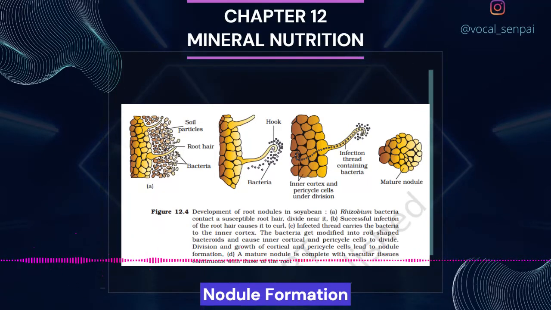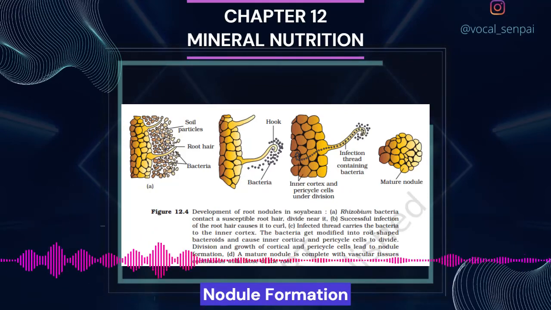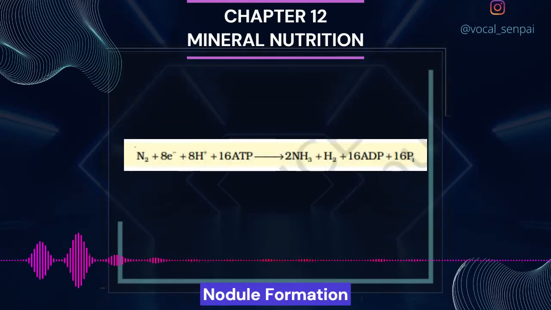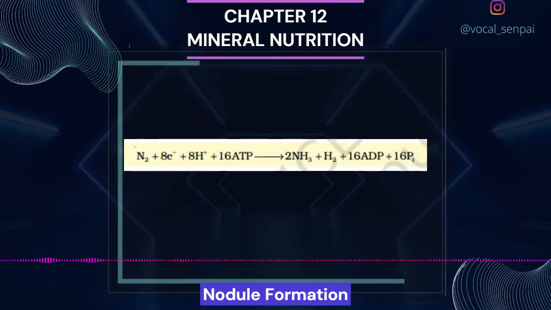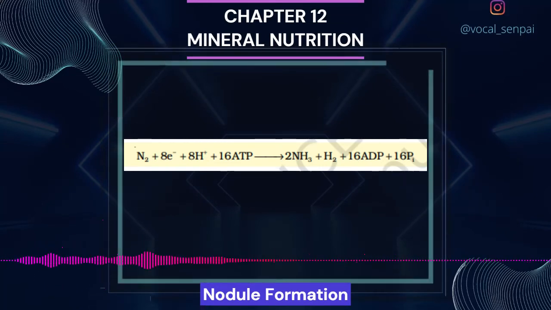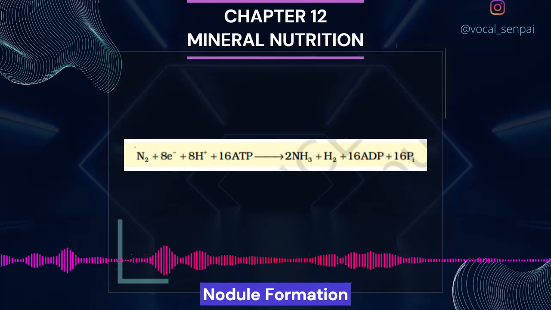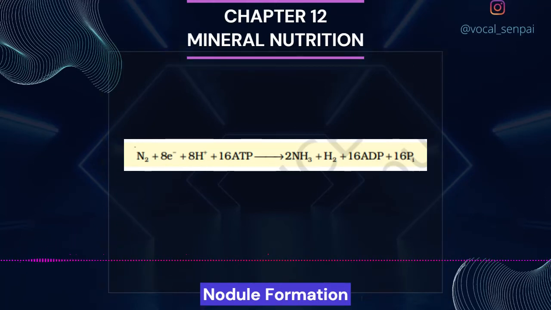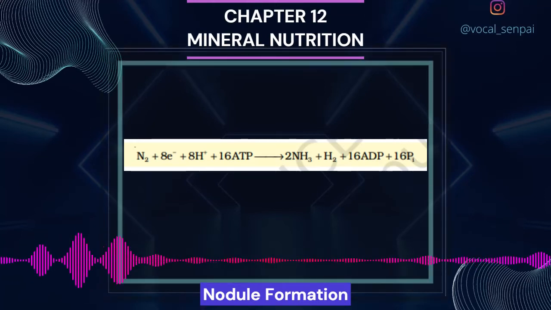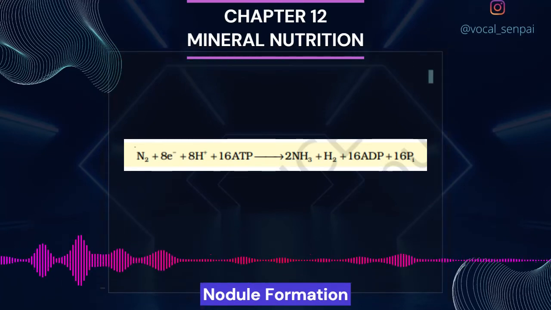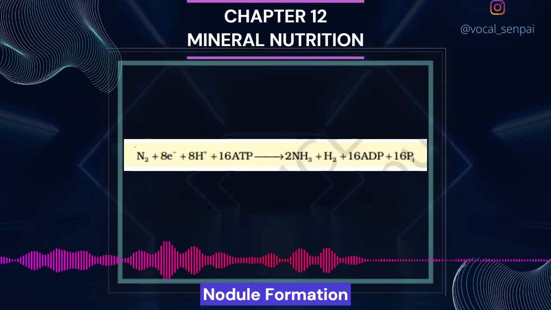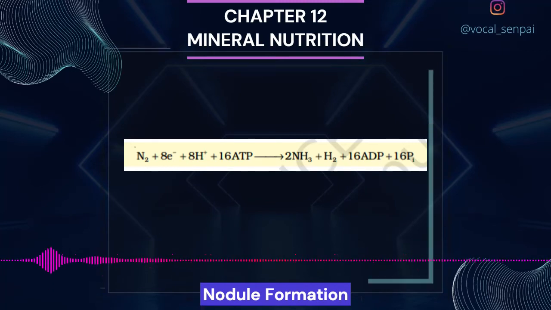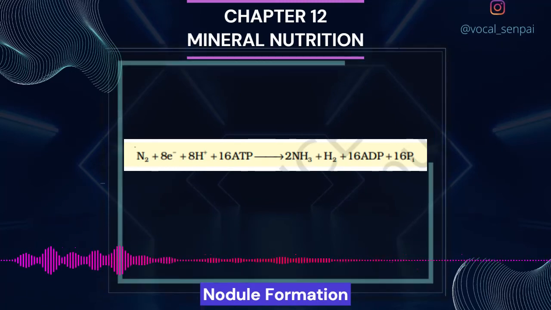Then the bacteria are released from the thread into the cells, which leads to the differentiation of specialized nitrogen-fixing cells. The nodule thus formed establishes a direct vascular connection with the host for exchange of nutrients. These events are depicted in Figure 12.4. The nodule contains all the necessary biochemical components, such as the enzyme nitrogenase and leghemoglobin.